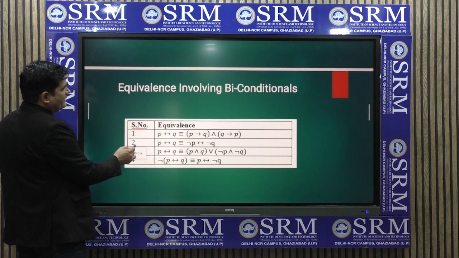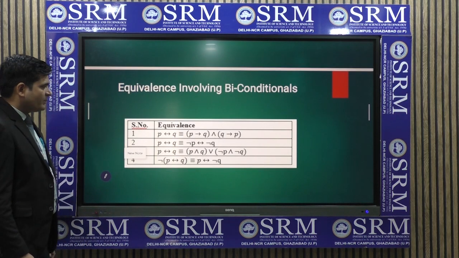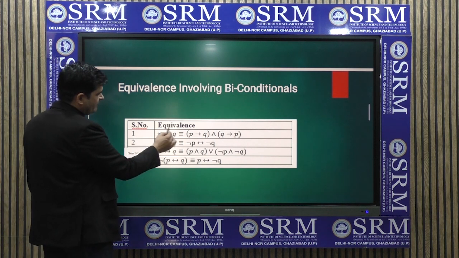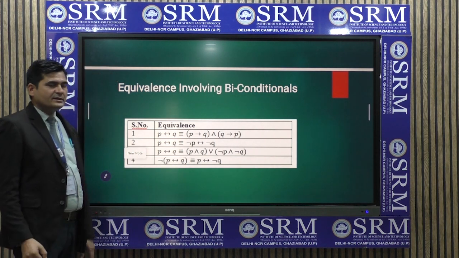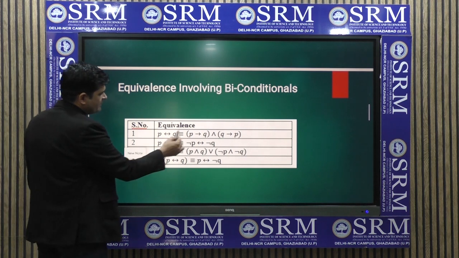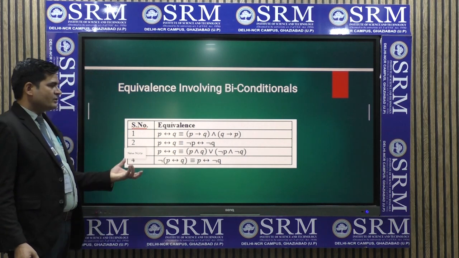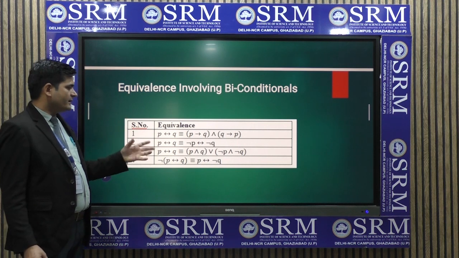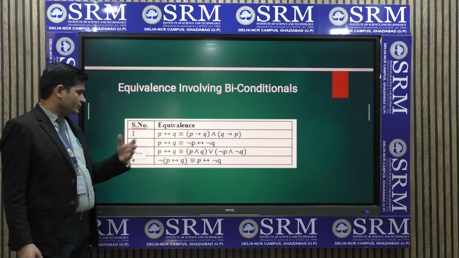Then, students, we have the equivalences involving the biconditional operator. Similarly, we have these two. If a proposition involves the biconditional operator, then we say that this is equivalent to this, and you can easily prove these biconditional equivalences in terms of the conditional operator by making a truth table.